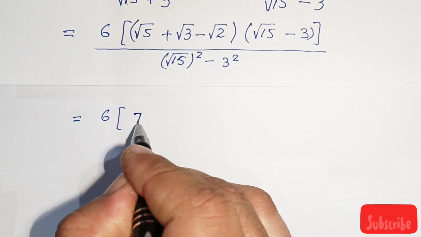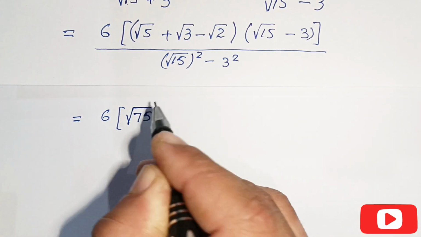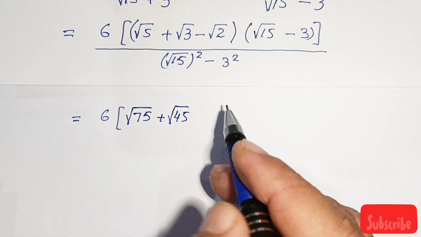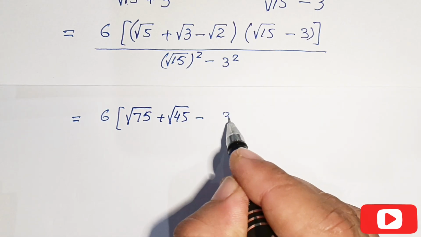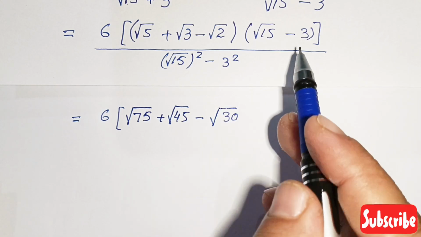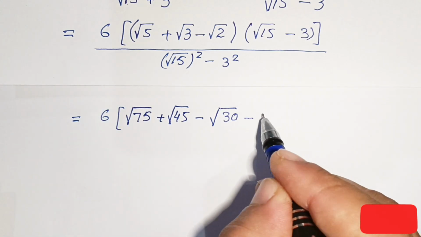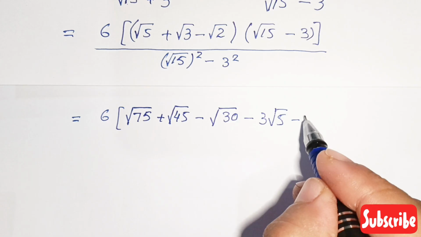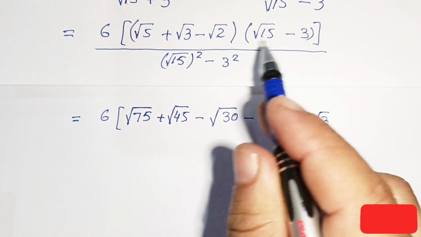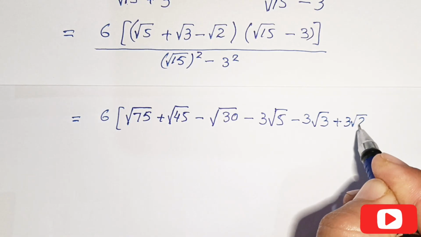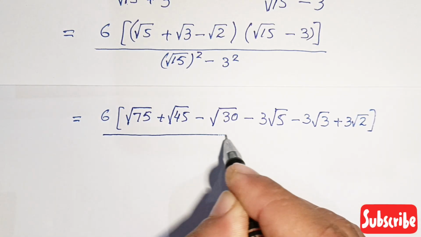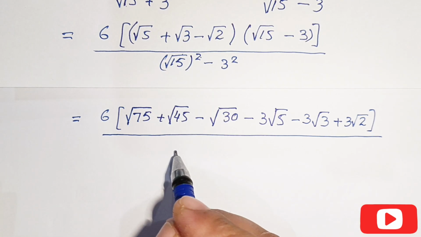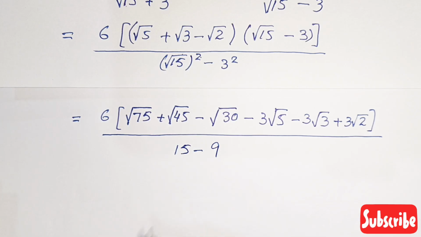So our next step will be, now it is equal to 6 times, if we multiply this 15 with 5 then we get 75 square root, and 15 with 3 we get 45 square root, and here minus 15 times 2 is 30 square root. Now this minus times plus we get minus 3 times square root of 5, here minus 3 times square root of 3, and minus times minus is plus 3 times square root of 2 all over, here we get this square is cancelled out with the square root, then we get 15, so 15 minus 9, 3 squared is 9.